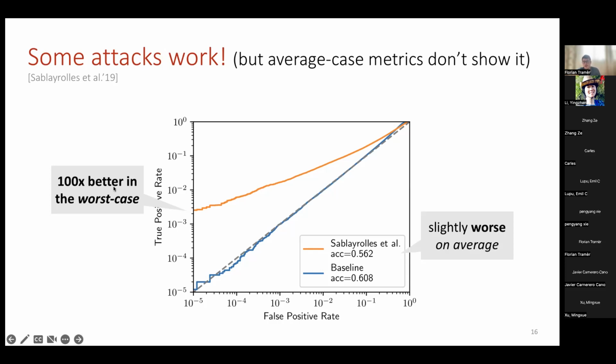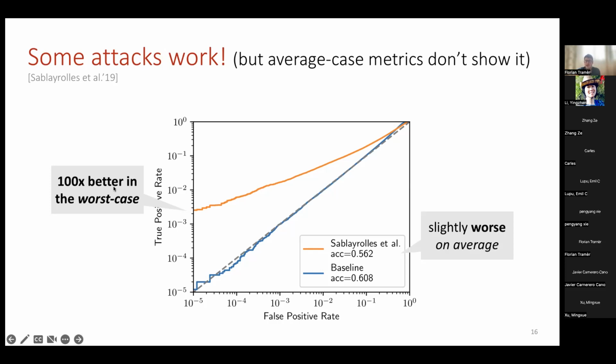So if you just look at how well these attacks work on average, you would reach the incorrect conclusion that this new attack from Sablerol is actually worse than the simple uniform thresholding attack. But if you look at whether either attack is capable of confidently inferring membership of at least some examples in the training set, it turns out that one attack does succeed and the other one just does random guessing.